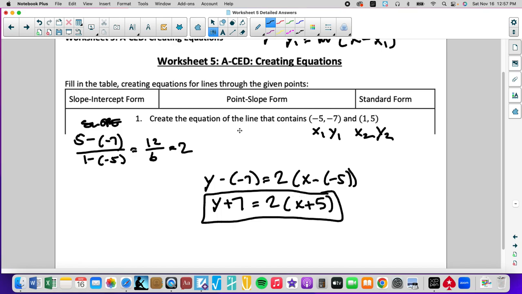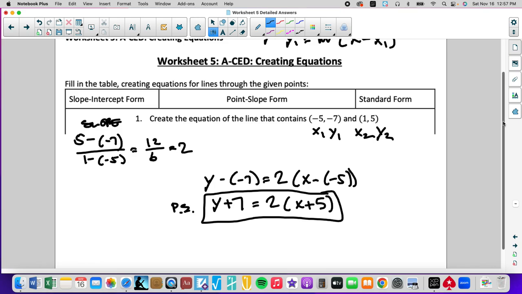Now, there are an infinite number of solutions to write an equation in point slope form because there are an infinite number of points. They will all have the same slope, but there are many different numbers that can go into there. We could have chosen 1, 5. So this is point slope.